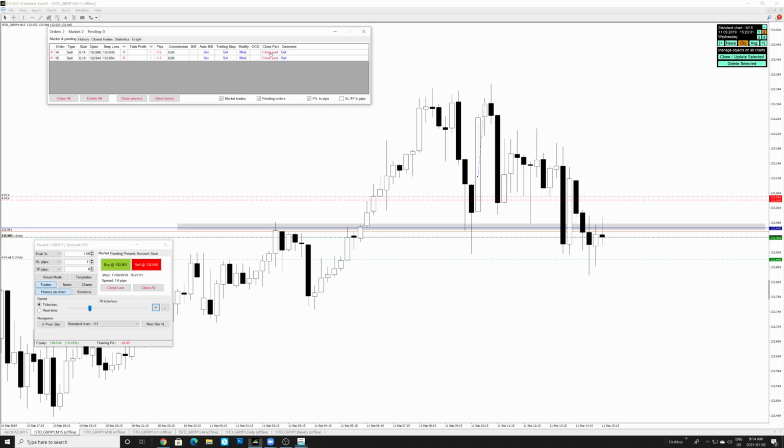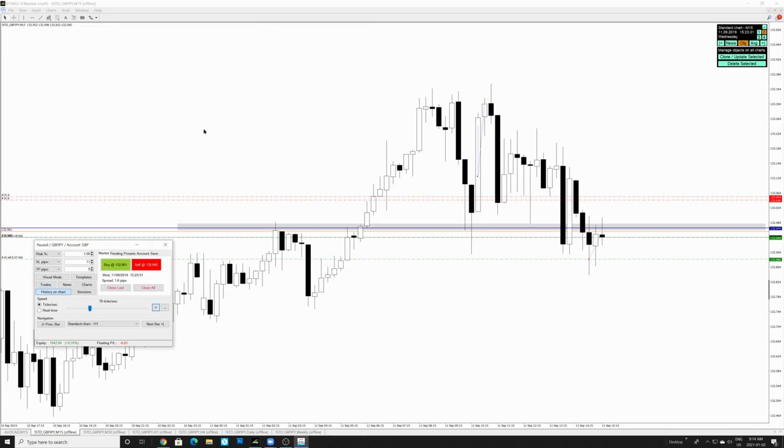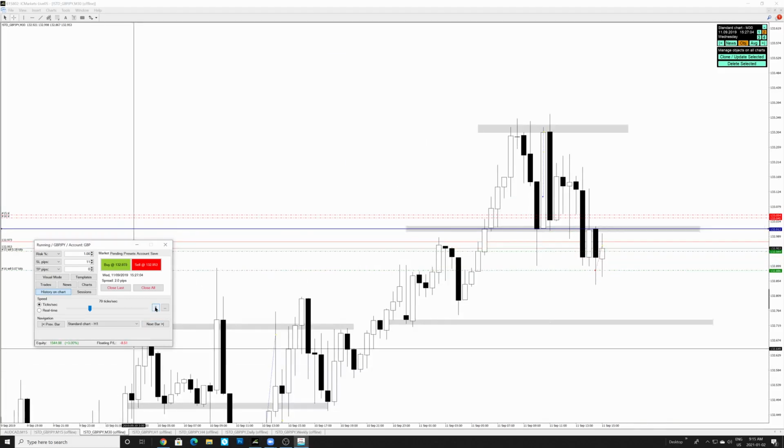So probably we're going to close partial over here, 50%. And we're going to let the other one run because it's still at break even at this point, right? Our other position is still at break even. Oh, we're slowly coming up, coming down, coming up, coming down.